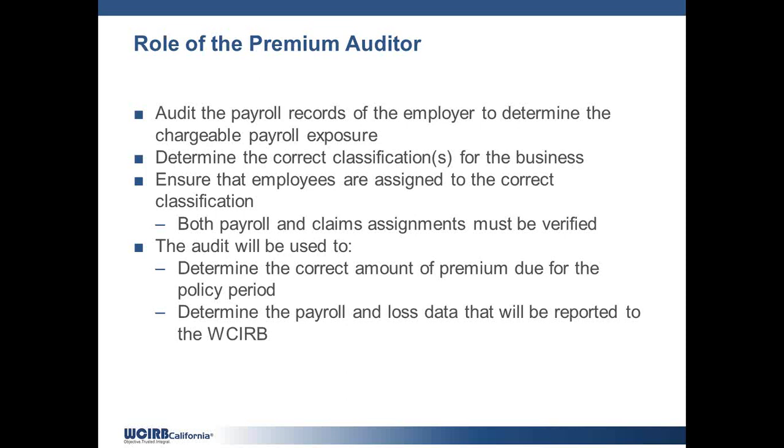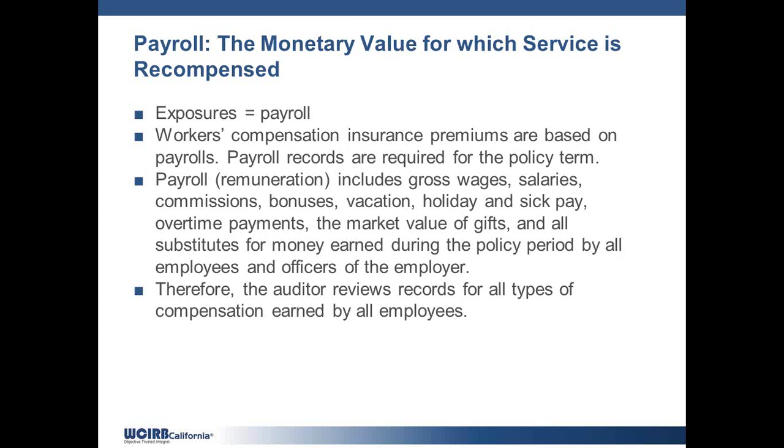The main objective of the audit is to accurately determine the payroll for the subject audit period, because payroll is used as a proxy for the insurer's exposure. Payroll includes gross wages, salaries, commissions, bonuses, vacation, holiday and sick pay, overtime payments, the market value of gifts, and all substitutes for money earned during the policy period by all employees. Some industries, such as property management, are required to include the value of lodging to employees as payroll.